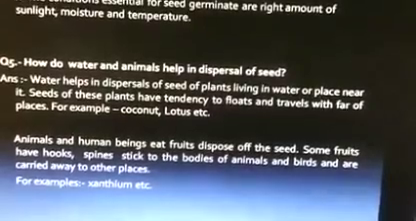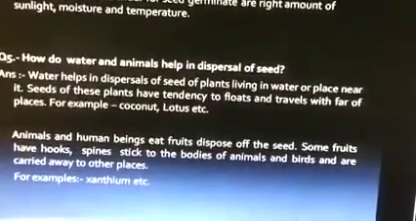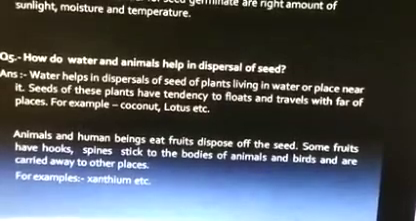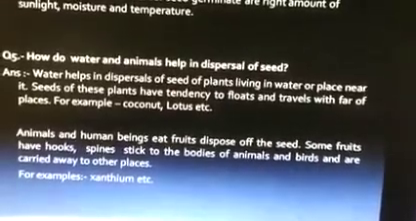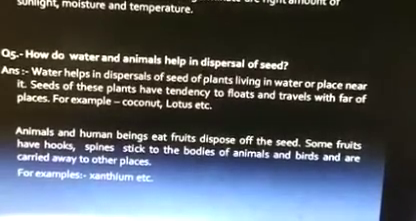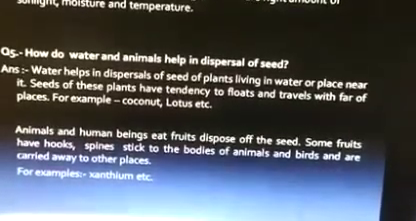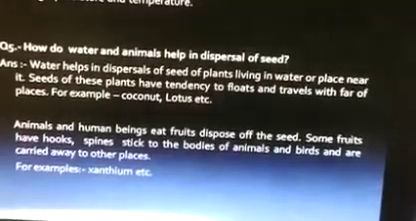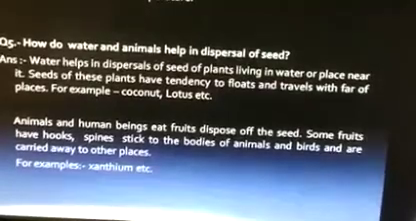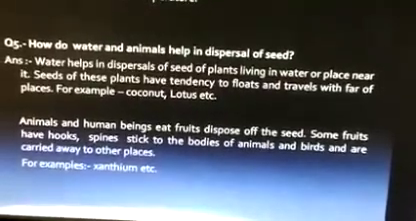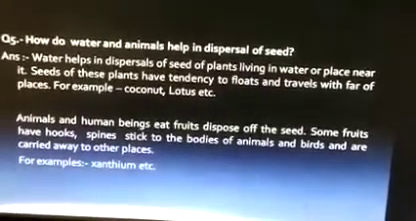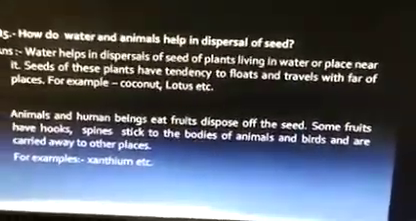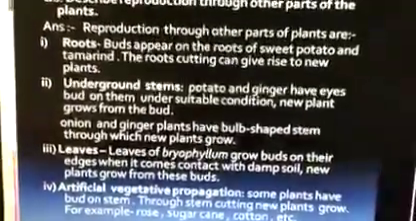Water helps in dispersal of seeds of plants living in water or places near it. Seeds of these plants have a tendency to float and travel to far off places. For example, coconut, lotus, etc. Animals and human beings eat fruits and dispose of the seeds. Some fruits have hooks or spines, stick to the body of animals and birds and are carried away to other places. For example, xanthium, etc. Now move to the next question.